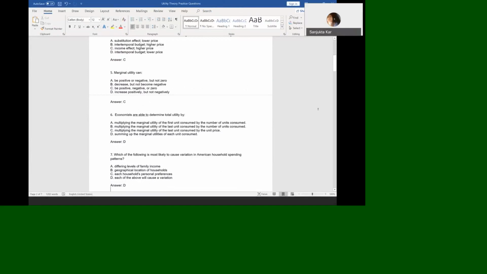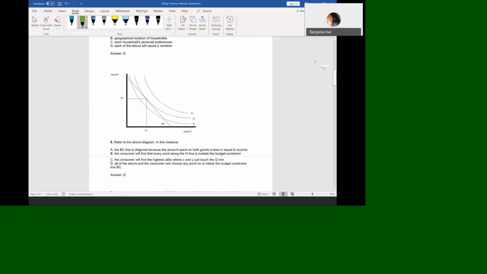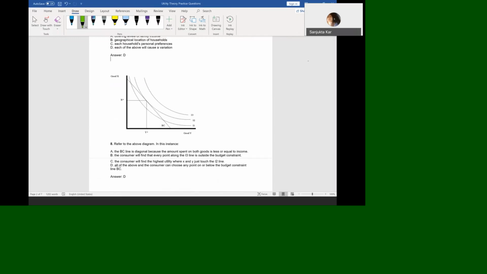Now, I want you to take a look at question number 5, the concept we discussed of marginal utility being positive, negative, or zero. Like this is one of your... Take a look at question number 8.